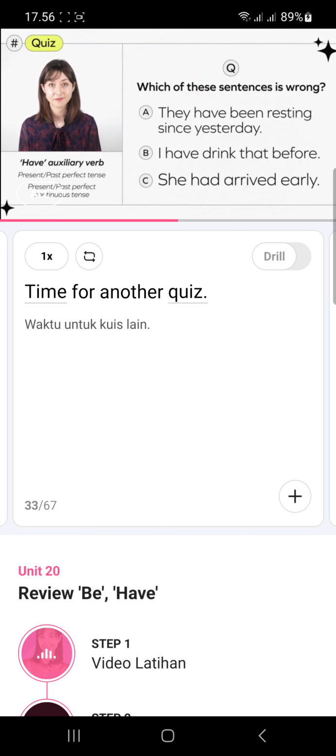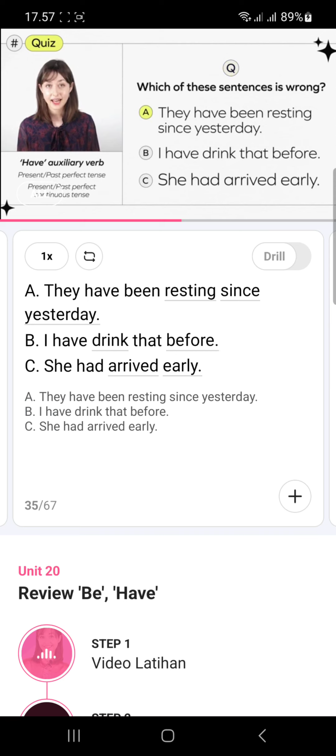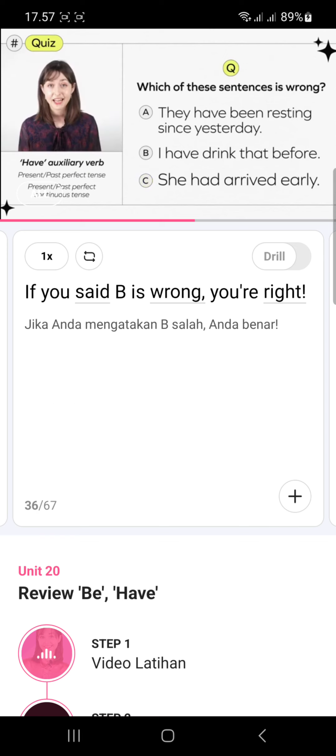Time for another quiz. Which of these sentences is wrong? A. They have been resting since yesterday. B. I have drank that before. C. She had arrived early. If you said B is wrong, you're right.